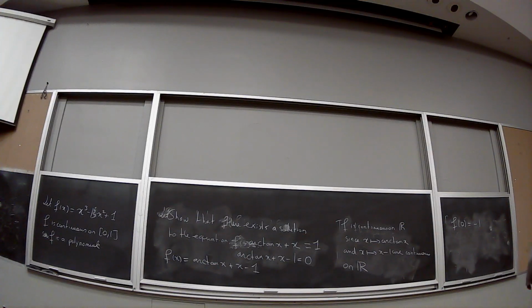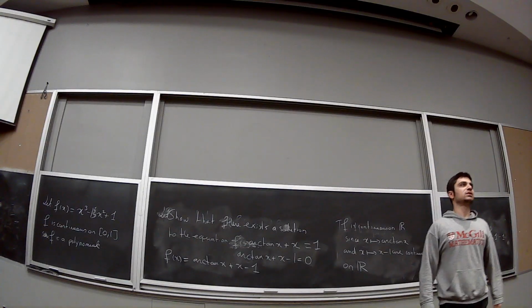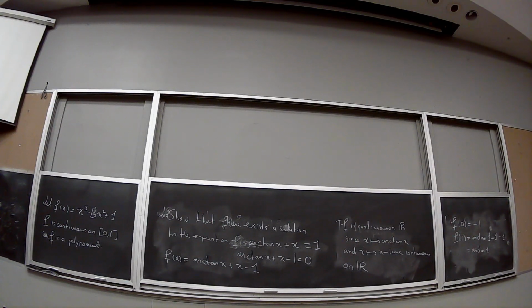Let's look at f of 1. F of 1 is arctan 1 plus 1 minus 1, so this is just arctan 1. Is arctan 1 positive or negative? You know it, right? Arctan 1 is pi over 4. You don't need to know the exact value, you just need to know it's positive. Arctan 1 is positive, in fact equal to pi over 4.